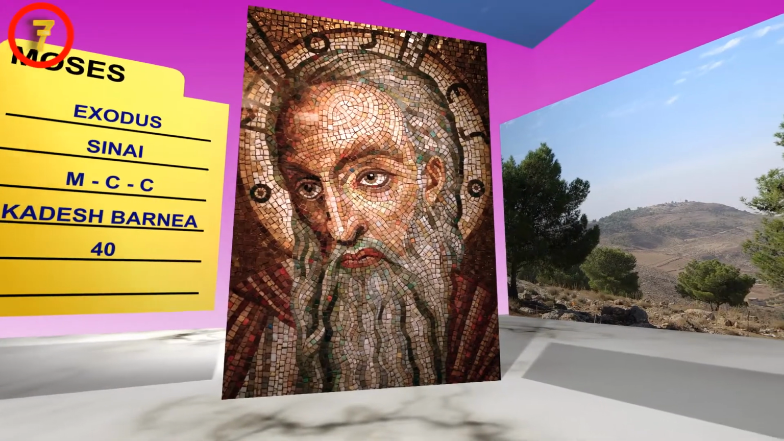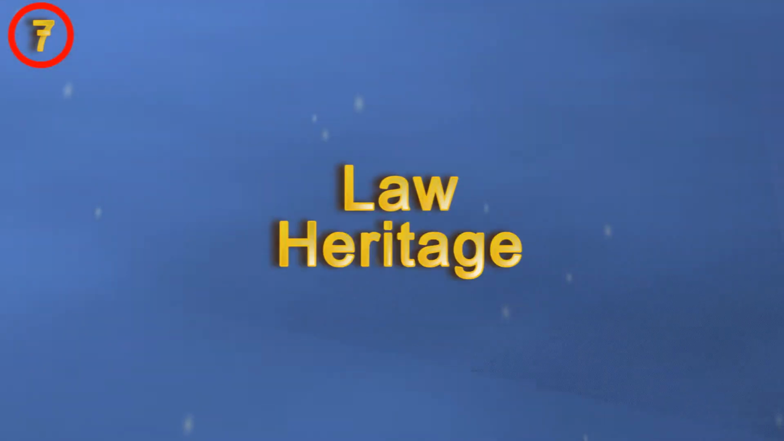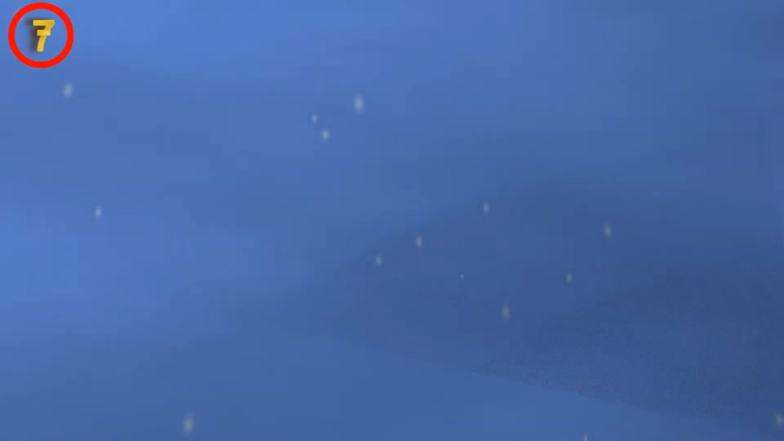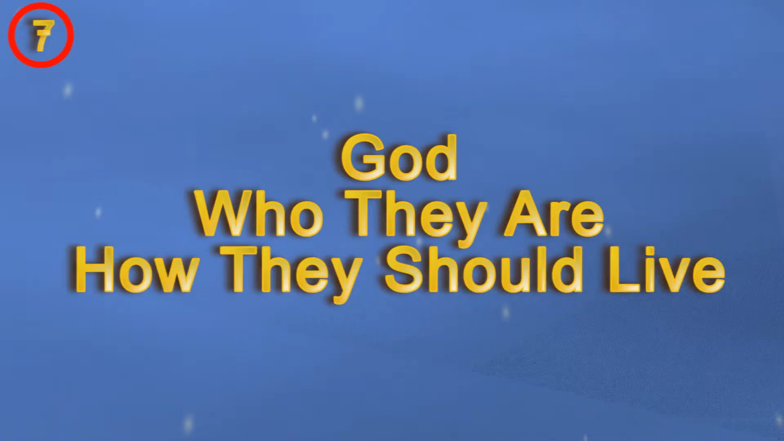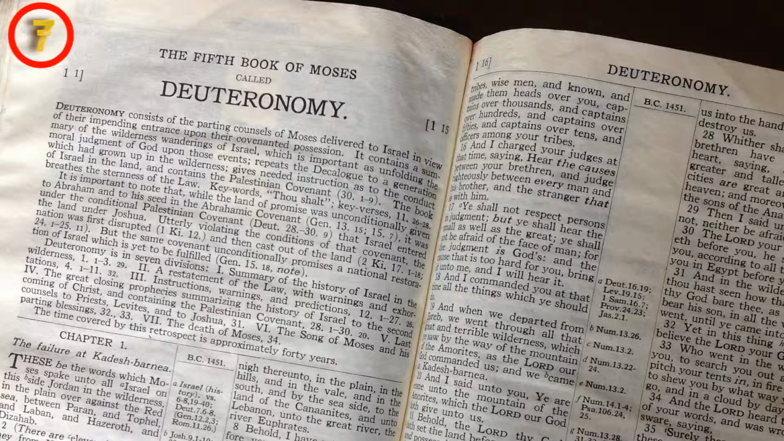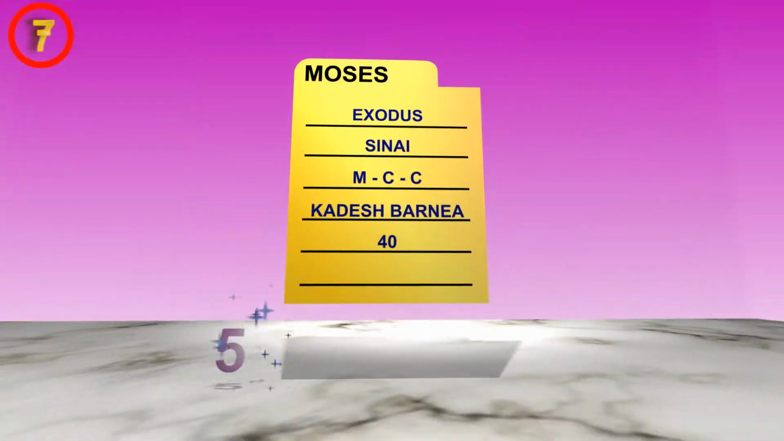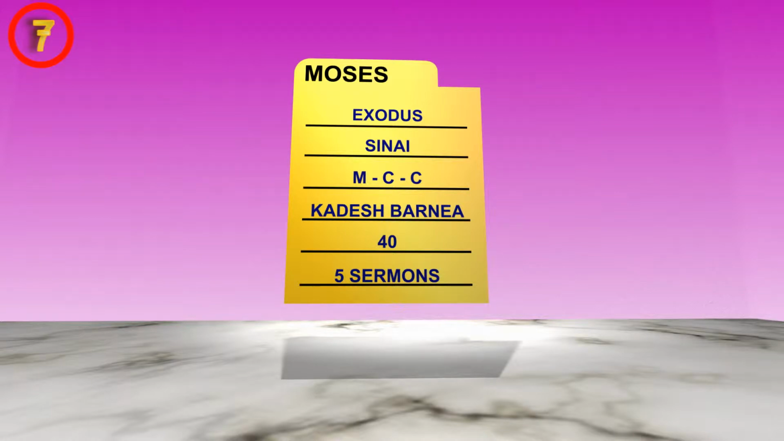Before Moses dies, he delivers a series of 5 sermons near Mount Nebo. He reminds the Israelites of their law and the unusual heritage of their people. He speaks to the new and younger generation, instructing them about their God, about who they are, and about their unique national heritage and how they should live as they move into the Promised Land. These 5 sermons make up the book of Deuteronomy, which means second law. The 6th and final entry in the Moses folder is 5 sermons.